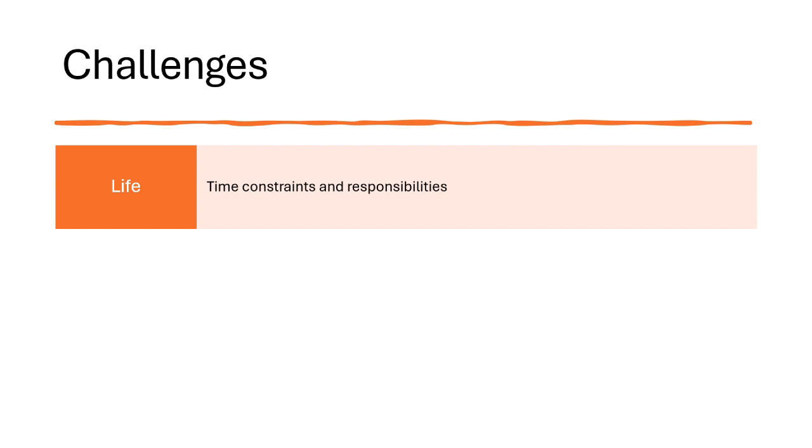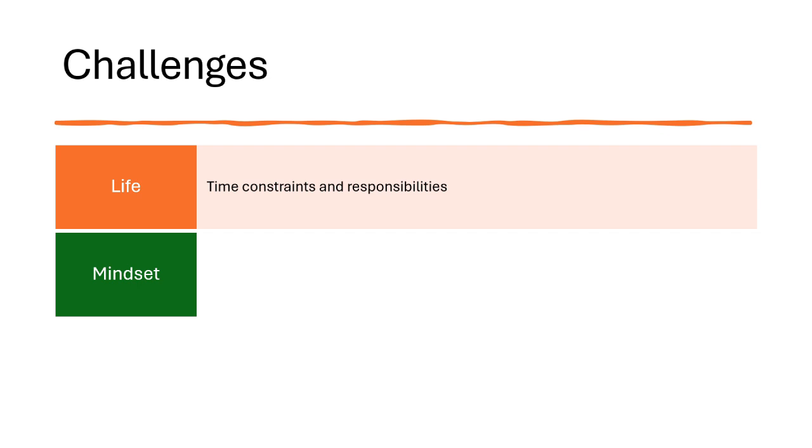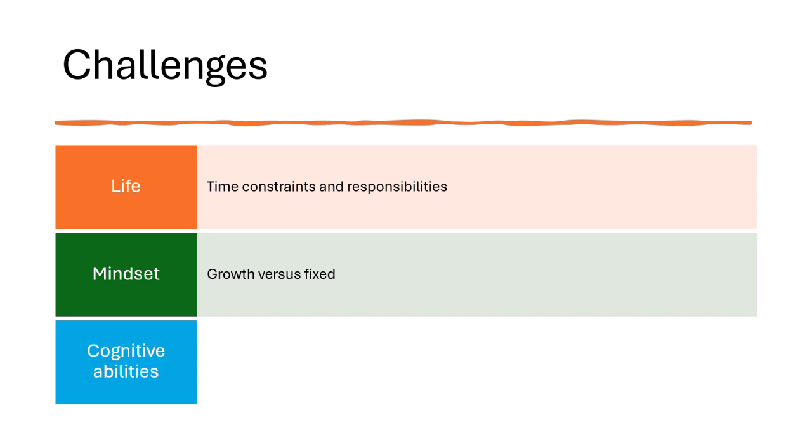So, what are the challenges that we may have? First thing with adults is going to be life, right? Time constraints and responsibilities due to work or family, those can crop up. Their mindset. We're going to go into a little bit more about a growth mindset versus a fixed mindset and what that means. And finally, I have cognitive ability.